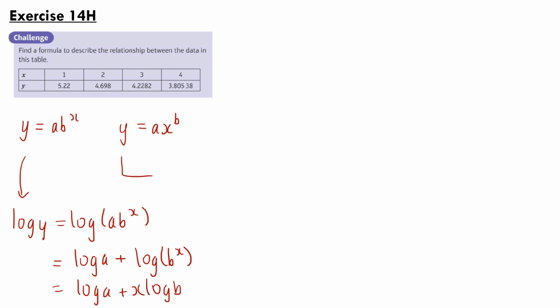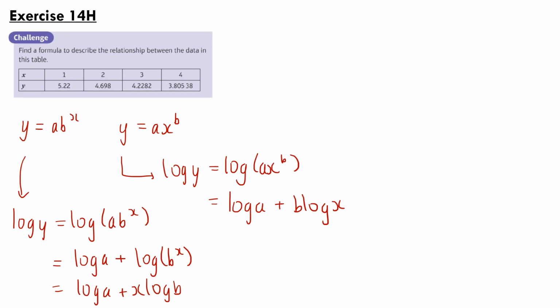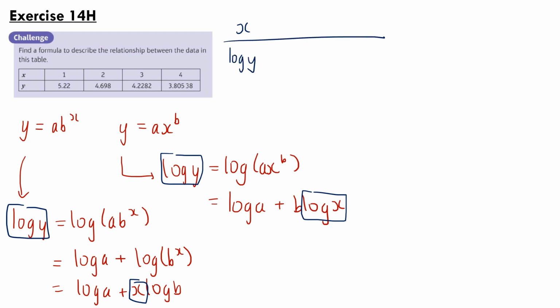And for our second equation, taking logs of both sides, and using the laws of logs again, on the right hand side, we get log of a plus b log of x. So we can see that we're either comparing log of y with x, or log of y and log of x. Now we can construct a table to compare x and log of y for the values 1, 2, 3, and 4. And we can do the same for log of x and log of y.